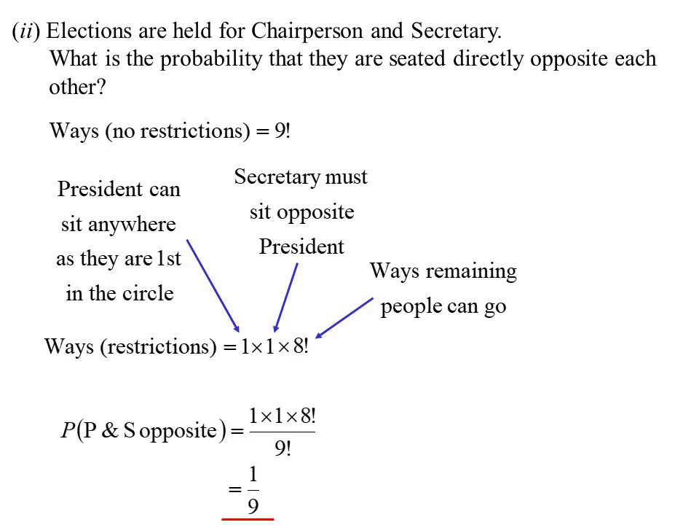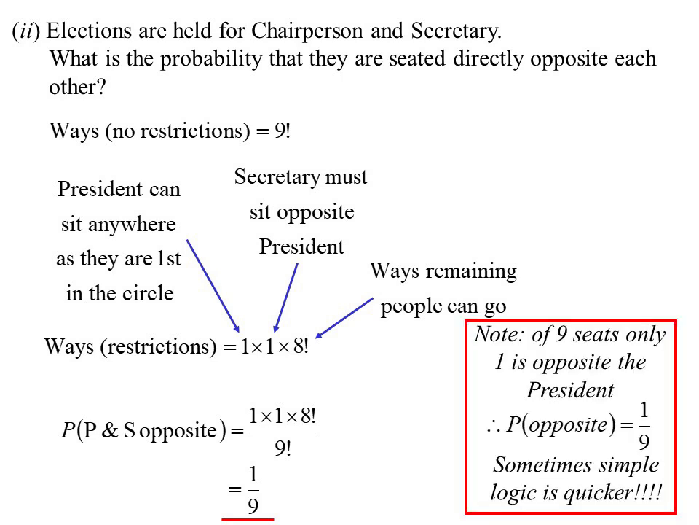And so there's our probability. It ends up being 1 in 9. But hang on a sec. Once the president sits down, of the 9 seats that are left, there's only 1 that's directly opposite them. So therefore there's a 1 in 9 chance. As I say there, sometimes simple logic can just be quicker than doing all this.